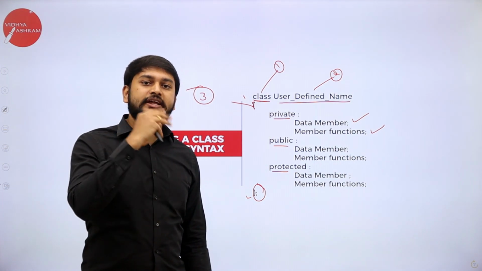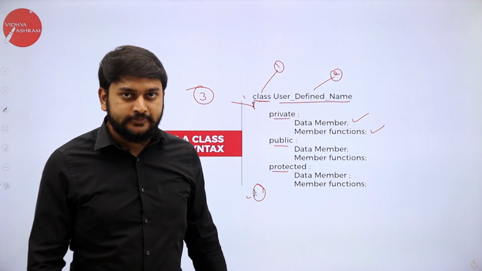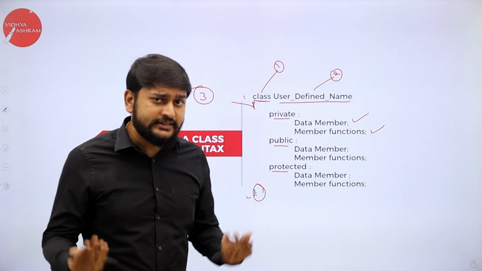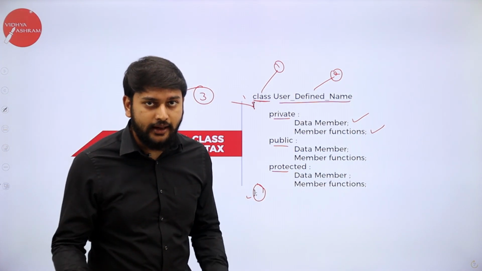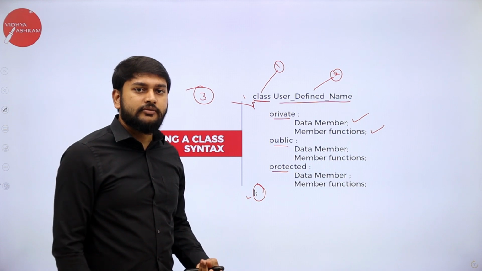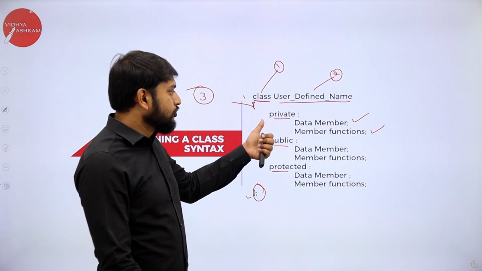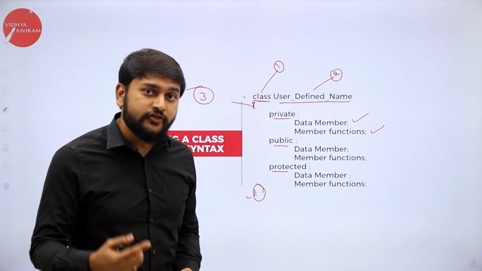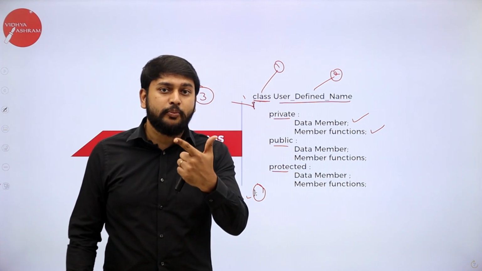Inside that, you have 3 access specifiers. The first one is public, private, protected. Sir, should I maintain the order? No, you don't have to maintain the order. However you feel comfortable, you can use it. So inside that access specifier, what do I have? I have 2 things, data member and member function.